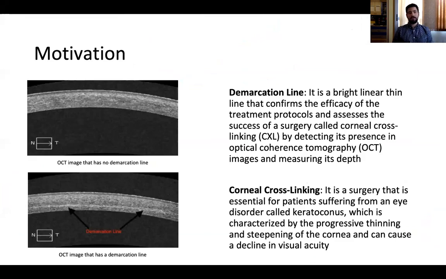So what is our motivation? What we are trying to do is to develop an automated solution to detect the demarcation line in OCT images using deep learning. Here, for example, are two OCT images, one that has no demarcation line, and the other one has a demarcation line. So this is a cornea, and this is a demarcation line. And for ophthalmologists, detecting the demarcation line is very important because, for example, it can confirm the efficacy of the treatment protocols.